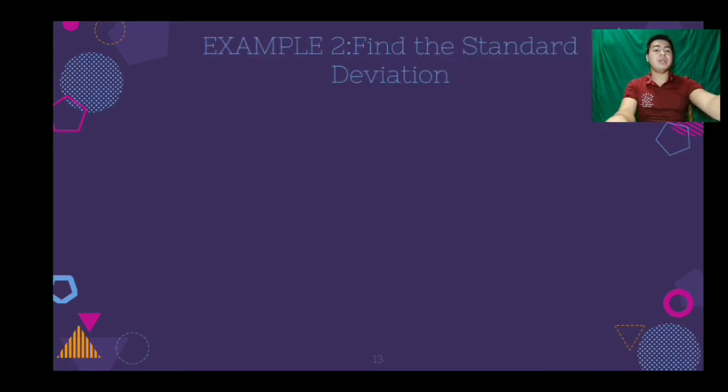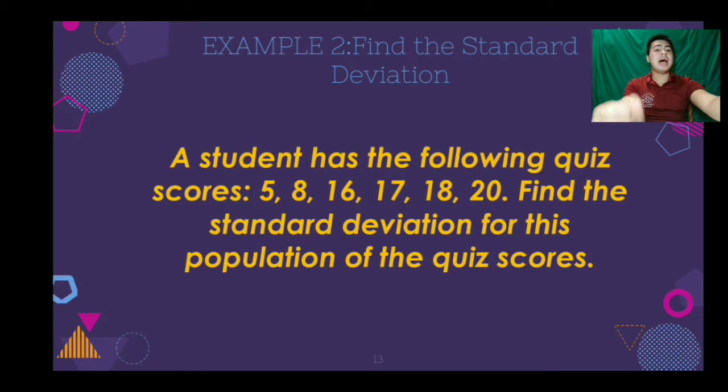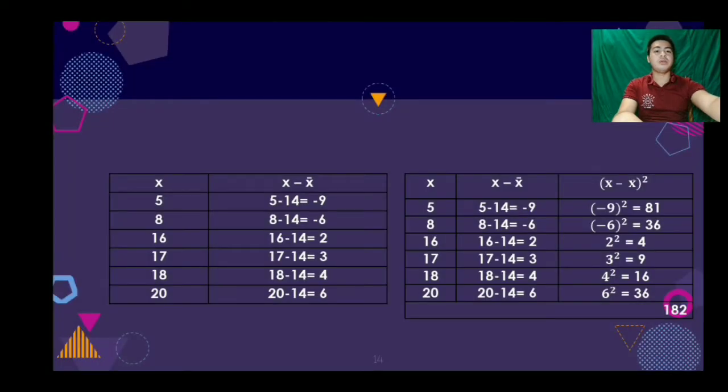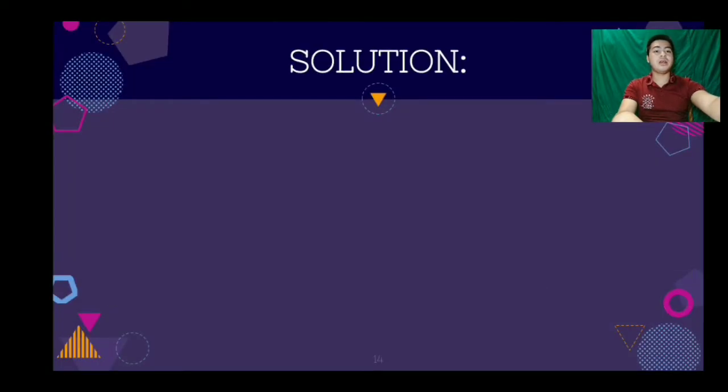So we have now example number 2. A student has the following quiz scores: 5, 8, 16, 17, 18, and 20. Find the standard deviation for this population of the quiz scores. So we will get the population. So here is the solution.